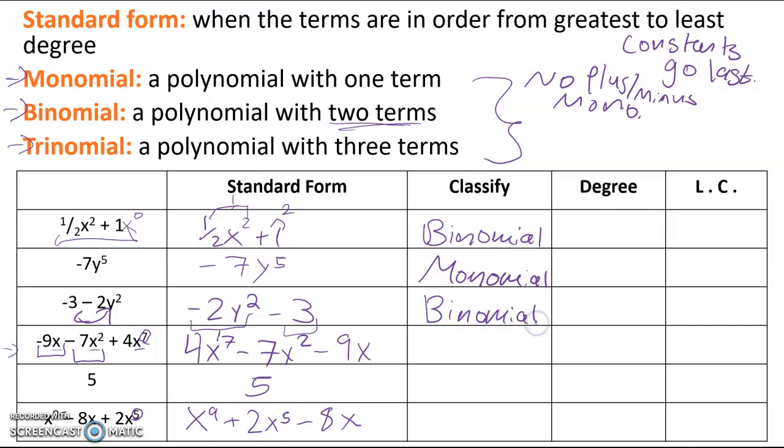Look at this one, 4x to the 7th power minus 7x squared minus 9x. That's 1, 2, 3 terms, so that's a trinomial. And then the 5, again, I have no addition or subtraction signs, so that just turns into a monomial. Again, it's just one term. And then this one down here, I got 1, 2, 3 terms, so that is a trinomial.